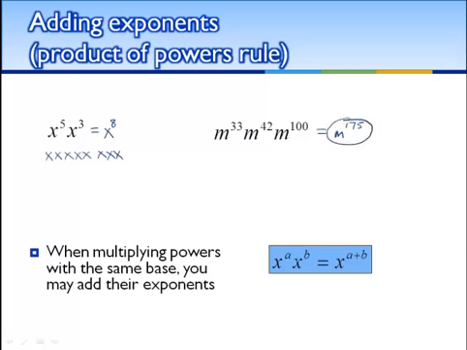In general, when you multiply powers with the same base, you can add their exponents. And that's what this formula means. X to the a times x to the b is equivalent to x to the a plus b.